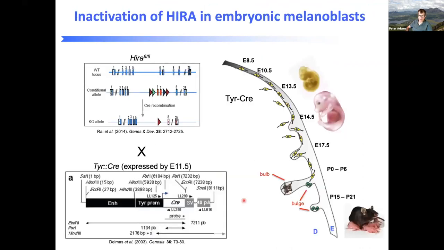So Farrow then went back to the in vivo experiments, but looked this time in embryos. And so here what she did was, instead of taking a tyrosinase Cre-ER and inactivating HIRA in the adult mice, she used a tyrosinase Cre, which inactivates HIRA right at the very earliest stages of development at about E10.5 of development. And so from this point on, the melanoblasts and the melanocytes and the melanocyte stem cells, from this point on in development, they are constitutively lacking the HIRA protein.